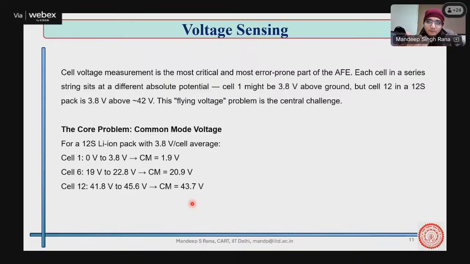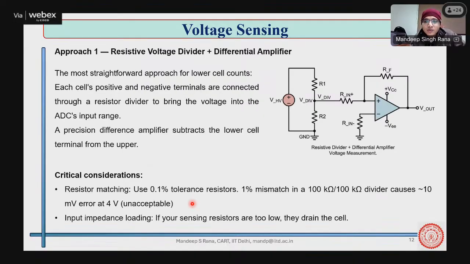So it becomes a very complicated job for us when we do it. And errors are also a very, very dangerous thing here. So how do we do it? Generally, one technique is to use something called a resistive divider and differential amplifier. It is the most basic and easiest way to go about sensing.